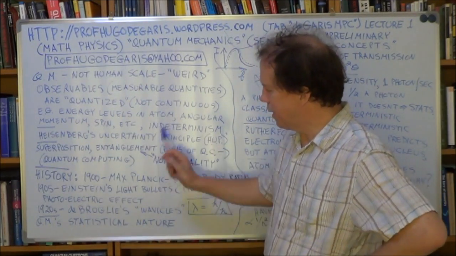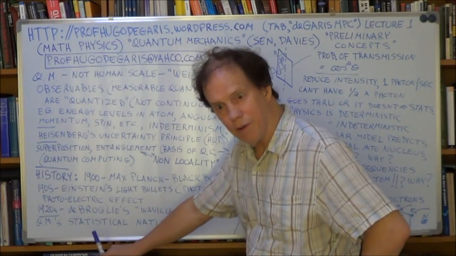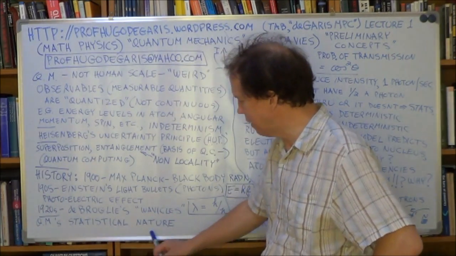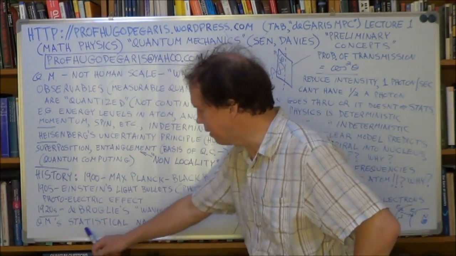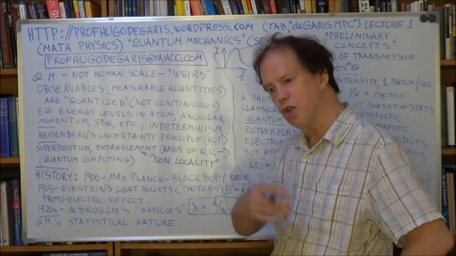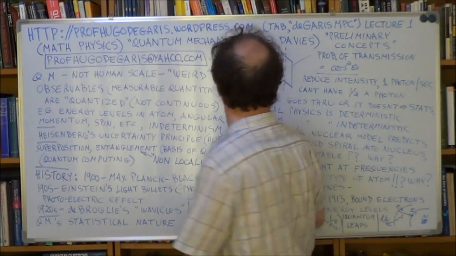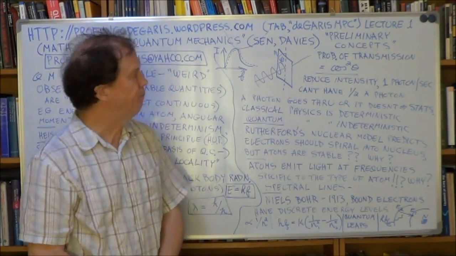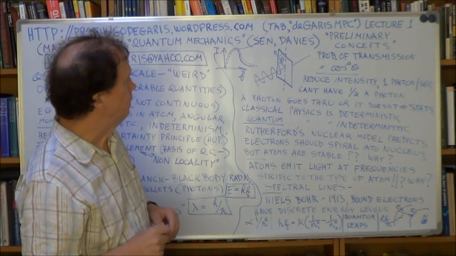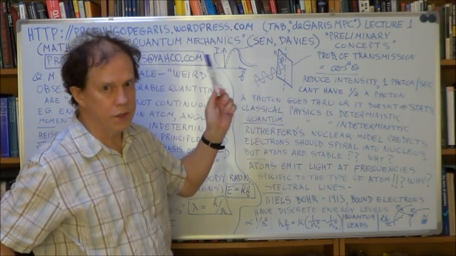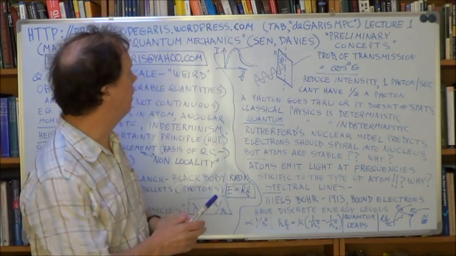So you've got this complementarity property of quantum mechanics, and quantum mechanics is statistical in nature. Determinism goes out the door. Now I'll give you an example on the second half of the board where you need to start thinking statistically.